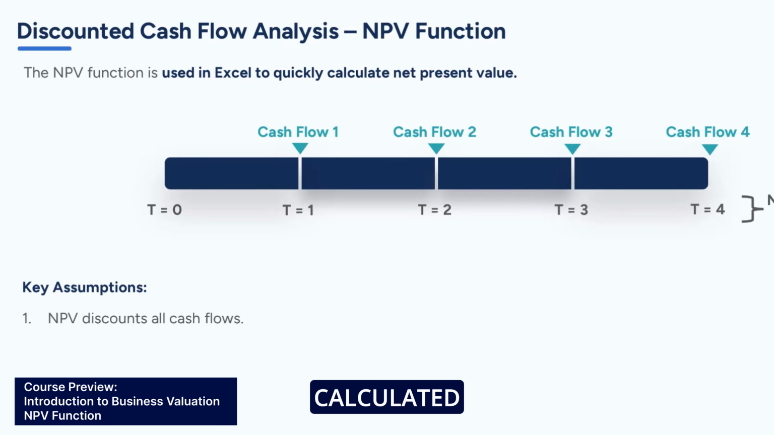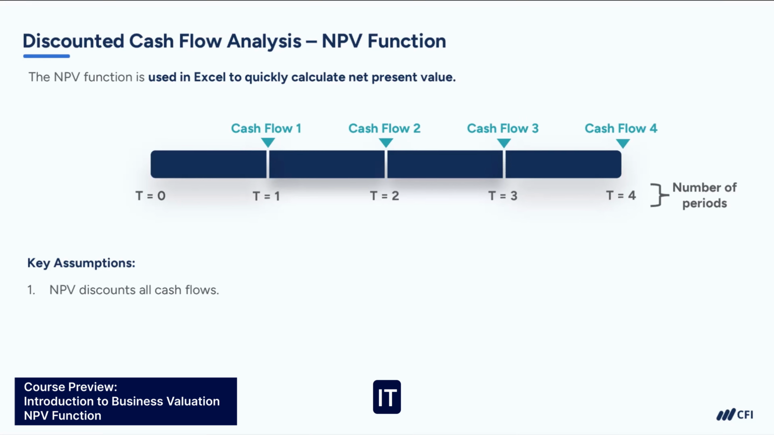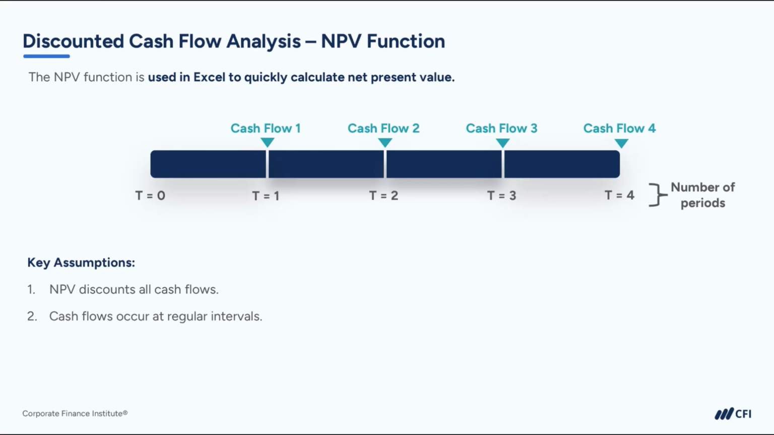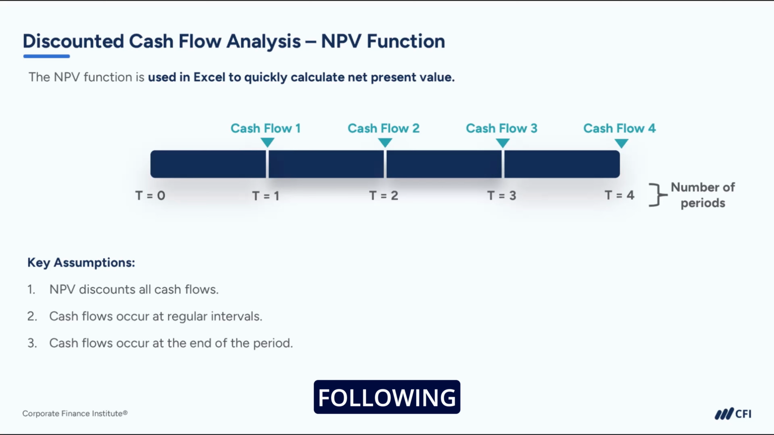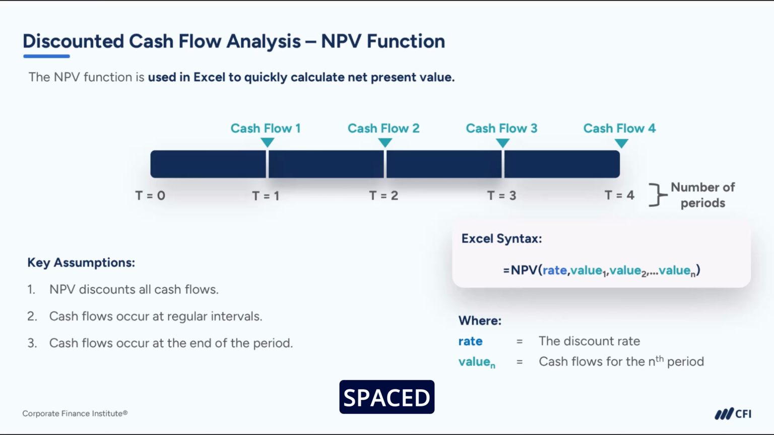The NPV is calculated by discounting all cash flows. This is important as it makes it different from a very similar function. 2, cash flows are assumed to occur at regular intervals, for instance, annually. 3, cash flows occur at the end of the period. The NPV function syntax has the following components. 1, the discount rate. 2, cash flow values for a certain number of periods that are equally spaced and occur at the end of the period.